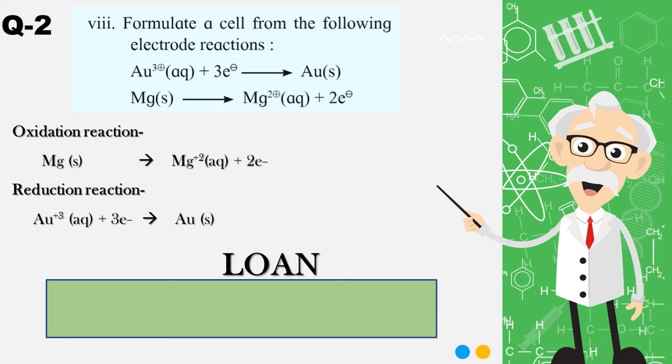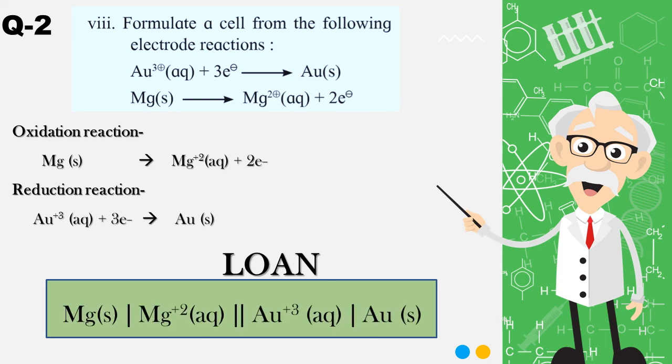We have learned about this short notation LONE in our previous video. It stands for left oxidation anode negative. Therefore, solid magnesium will be on the left-hand side while solid Au will be on the right-hand side. So, to formulate the cell we can write solid Mg immersed in Mg2+ ions, and solid Au immersed in Au3+ ions, both connected by a salt bridge. This is how the overall representation of a cell from the two half reactions can be written.